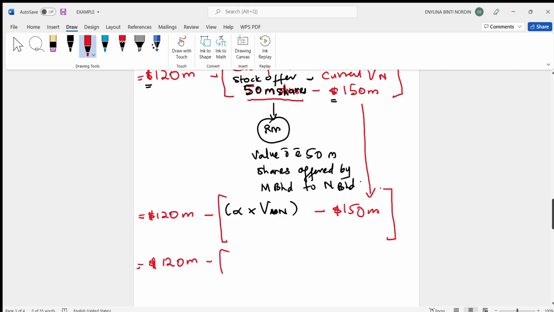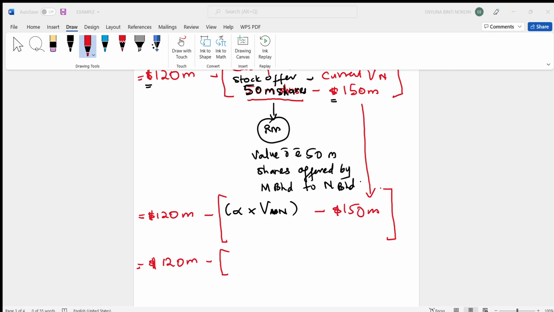Now, what is alpha? Let's go back to the formula. Alpha is the proportion of shares owned by the acquired firm, that means the target firm's shareholders in the combined firm. So, alpha is the percentage of ownership, the ownership of the new shareholders, which is from N Berhad, the target firm. So how many percent do these new shareholders own of the company?